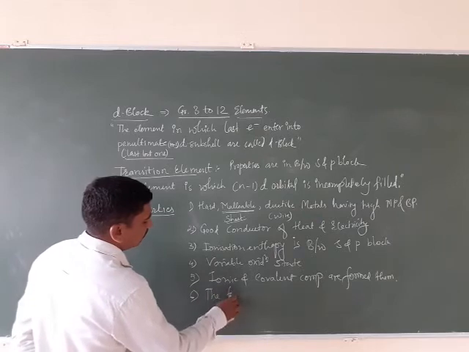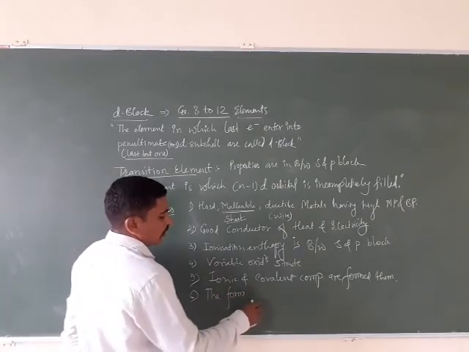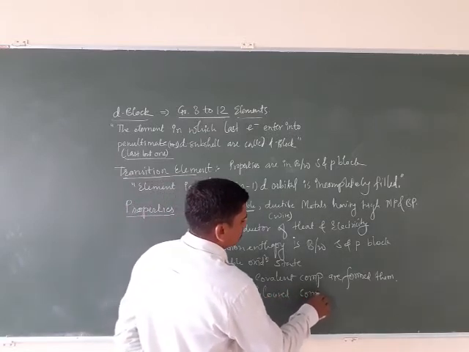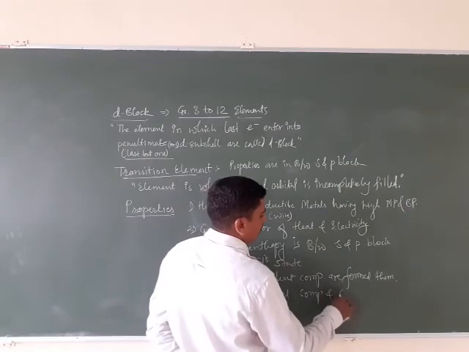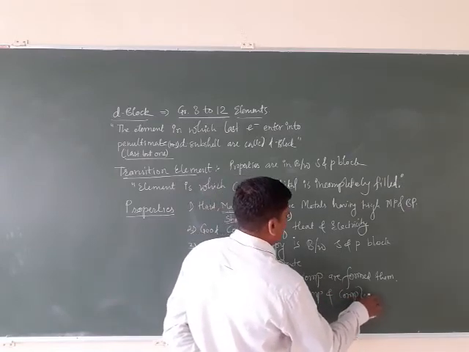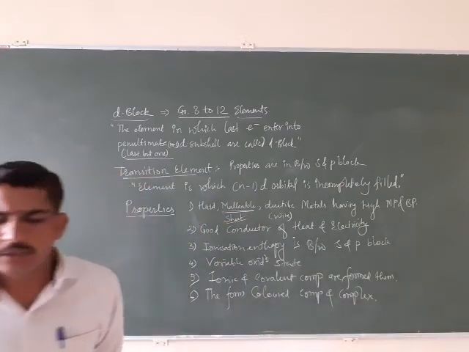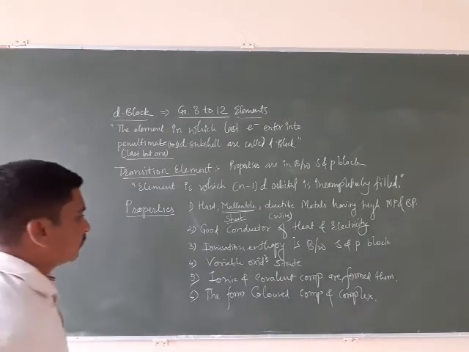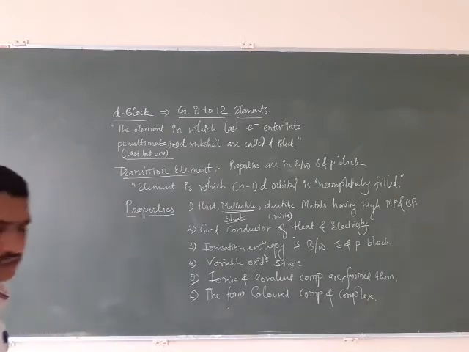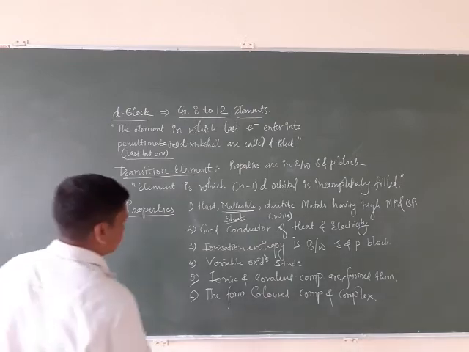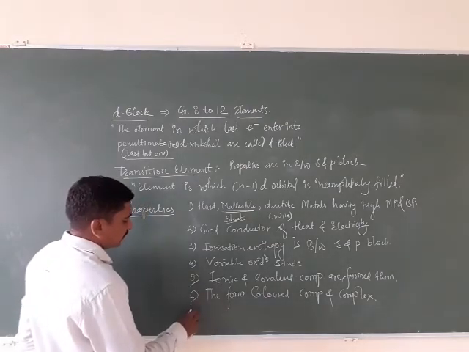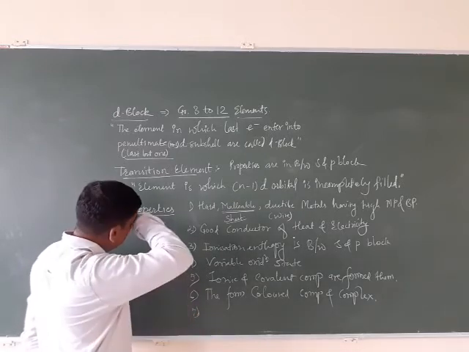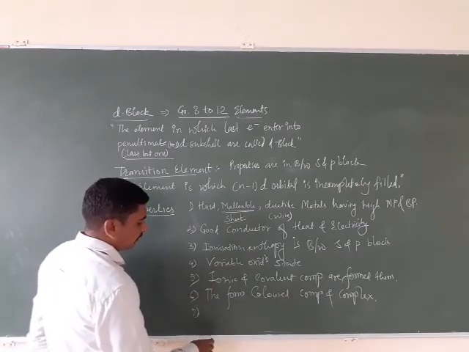They produce colored compounds and complexes. So D block elements are capable of forming complexes. They are capable of forming simple compounds, and these compounds are colored in nature. They have a characteristic color. A particular metal shows a particular color of compound, or a particular ion gives a particular color.